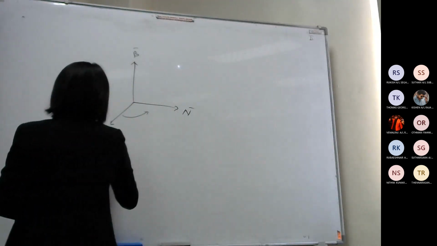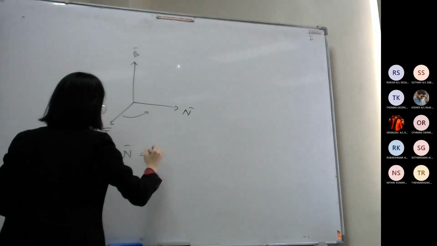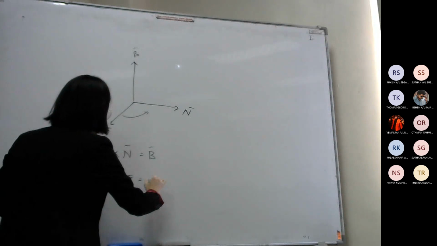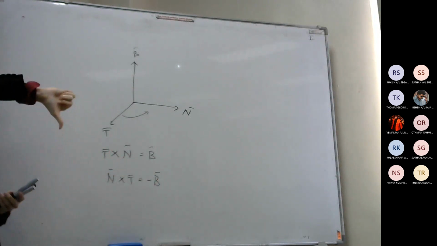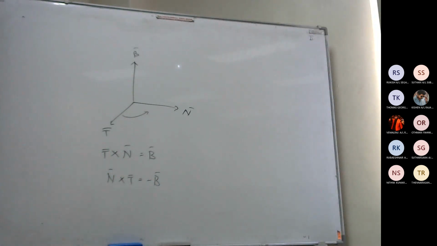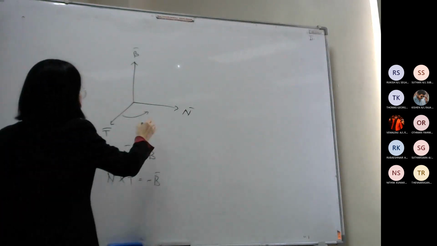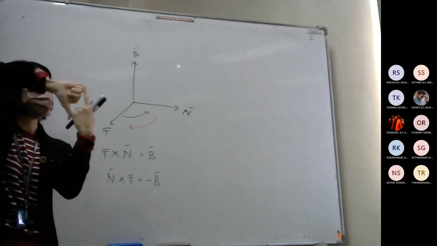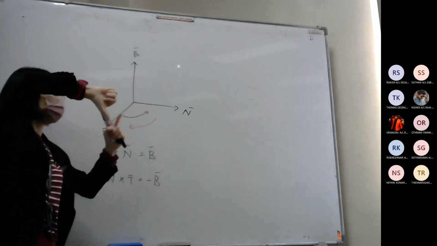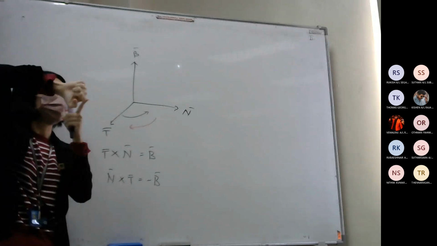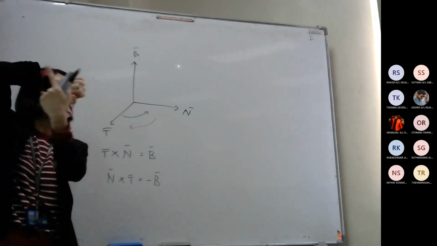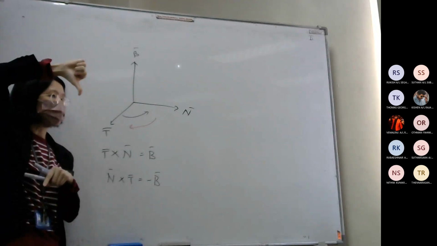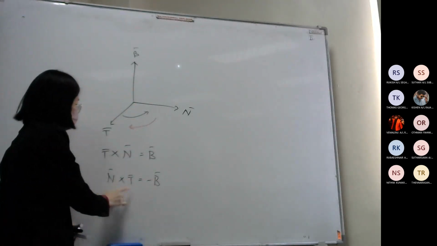So that's why T cross N, you get B. If N cross T, you get negative B, pointing downwards. If N cross T, how do you get that direction? It must be N to T. Your N is here, your T is here. So in this direction, your B points downwards, and you get a negative B.